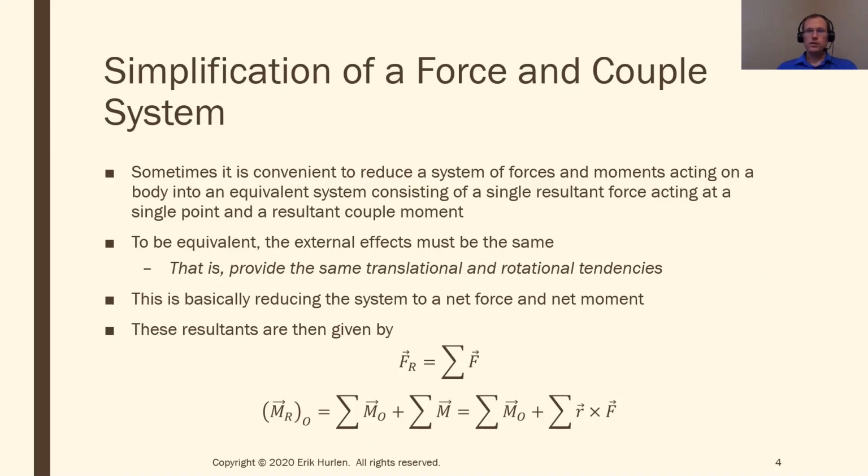So what I want to do is take all these forces. All those forces are going to cause some translational tendency, some net force in some direction. They're also going to cause some rotational tendency. So it's going to want to rotate. It's going to cause some overall net moment in some direction. And then I want my single equivalent force to do the same thing, so it causes the exact same translational and rotational tendencies.